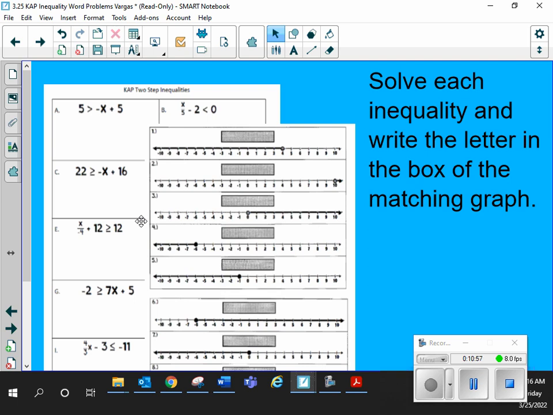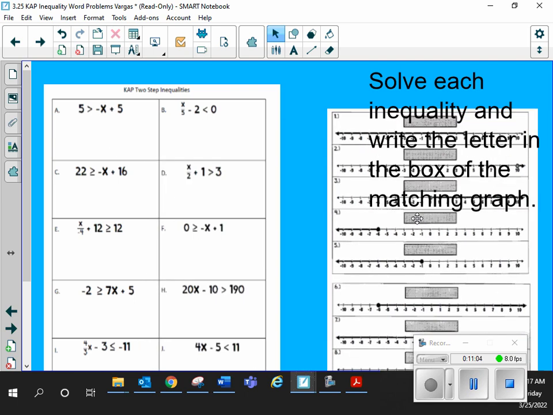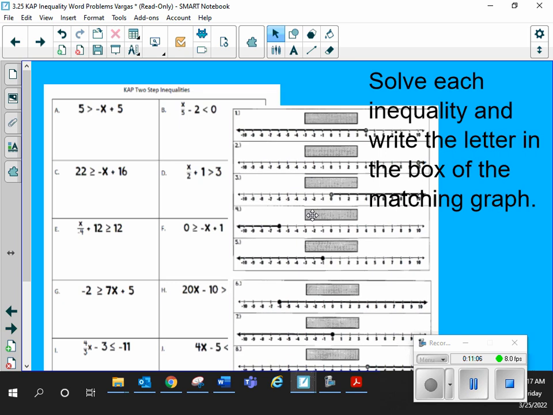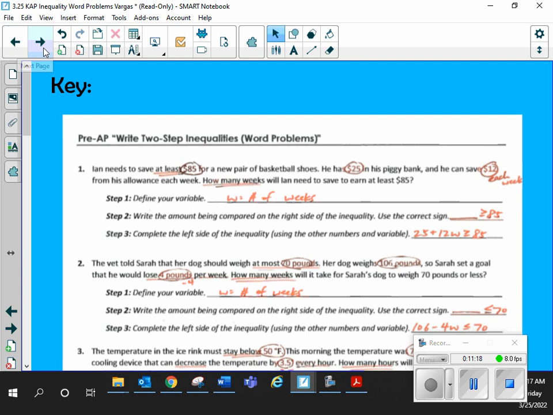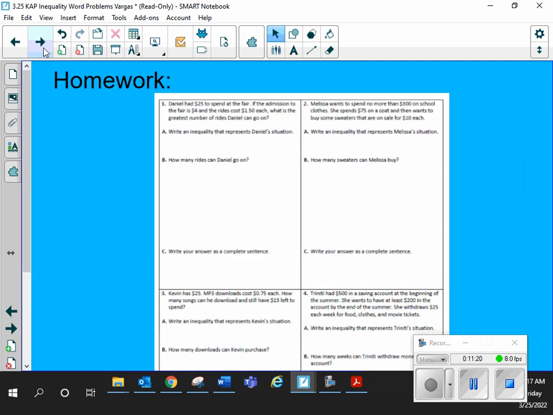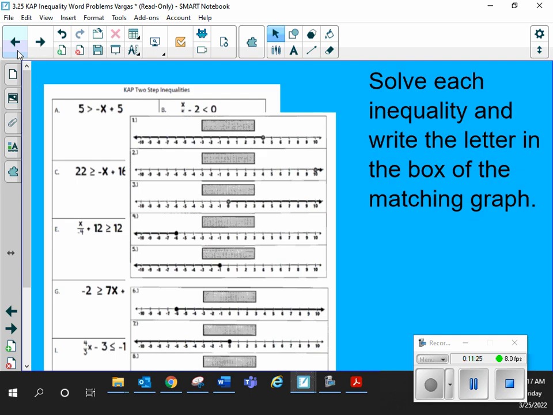Okay. So what's happening today is on the inside of the packet, whatever matches these two pages. You're going to solve the inequalities. These should be fairly straightforward, nothing too crazy in there. And you're going to find the graph that matches it. Just make sure you can either write the letter on the graph or the number on the thing. Just show that you matched it somehow. We already did that. And then that back page is going to be your homework, and you can work on your test review if you finish all of that. Yes, sir? You may work with a partner. And that is today's lesson.